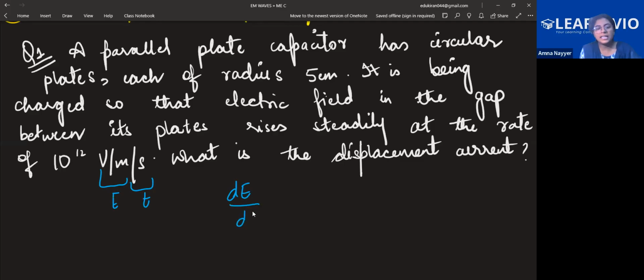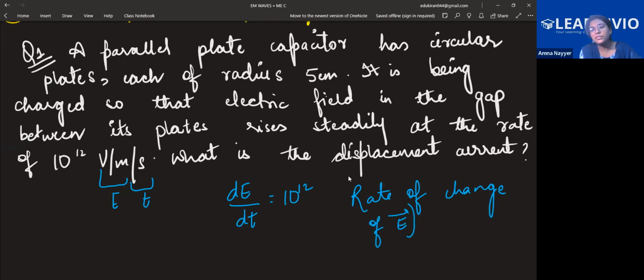So basically dE over dt is equal to 10 to the power 12. This is the rate of change of electric field, dE over dt. Radius is given? Yeah, radius is given. So radius is 5 into 10 to the power minus 2 meters. Okay. Now, what is the displacement current? ID we have to find out.